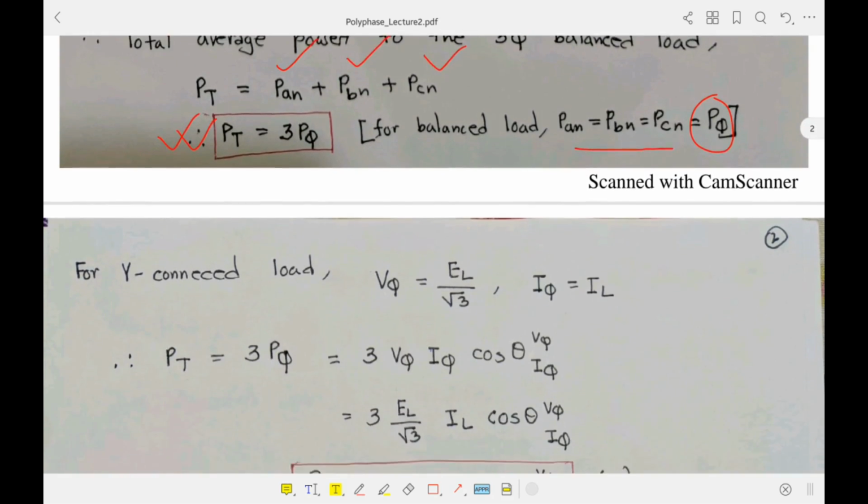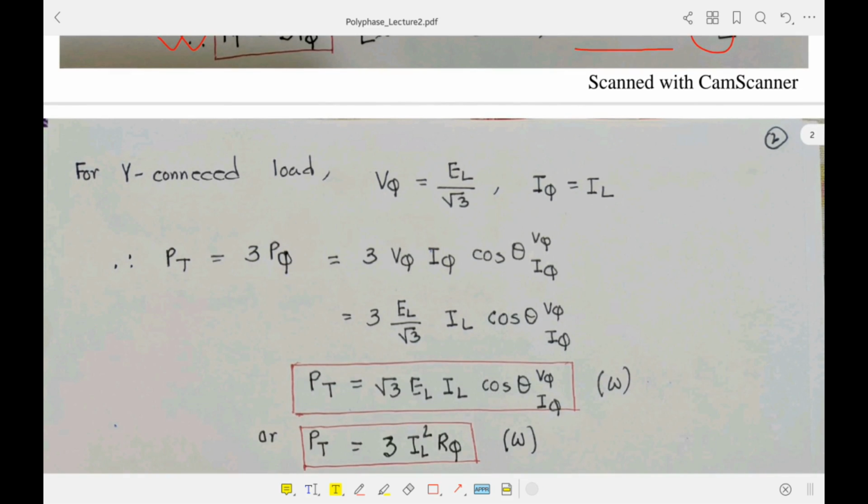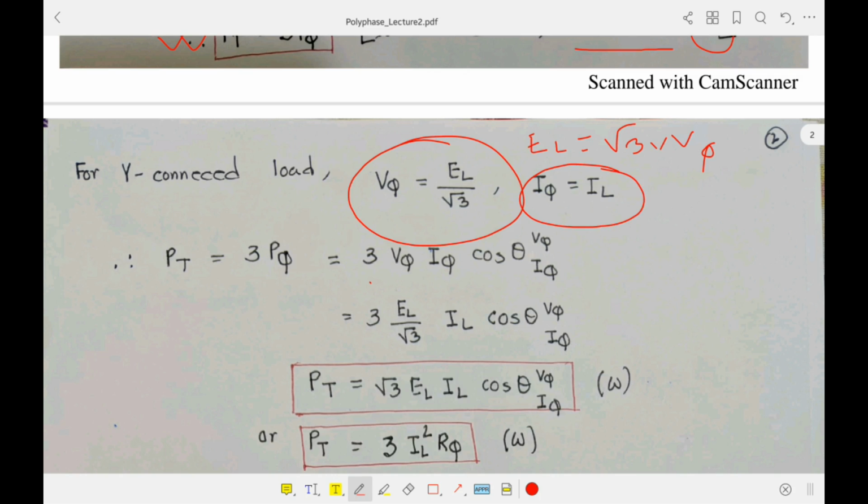Now if we convert it into line component, first of all it is a Y connected load, and we know that for Y connection obviously the phase voltage is equal to line voltage over √3, or I can say the line voltage equals phase voltage multiplied by √3. We have proved this expression in previous classes. And also for Y connected load, the line current and phase current are equal.